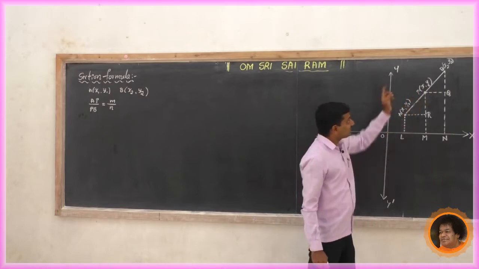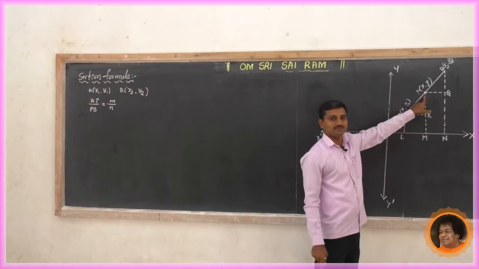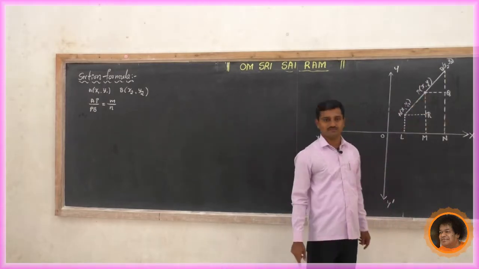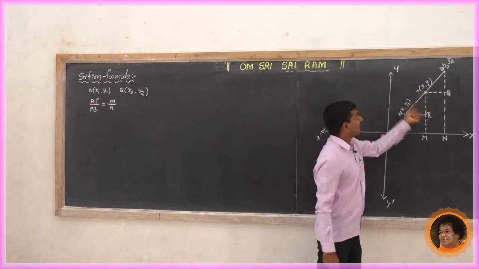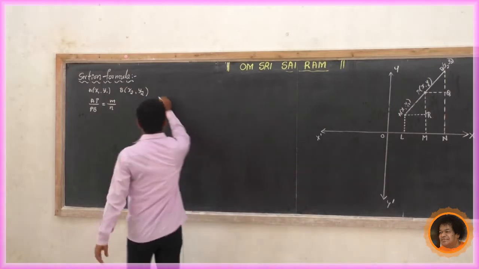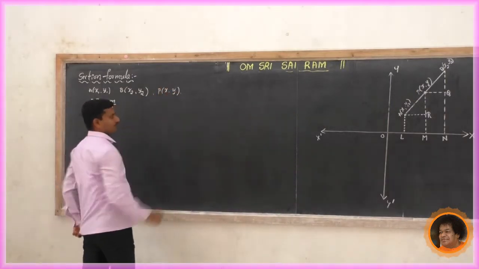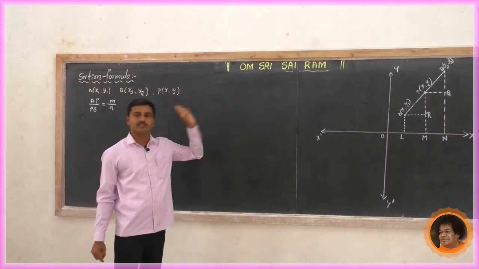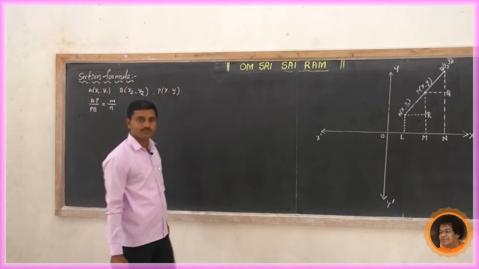Now let us try to find the coordinates of the point P. So that is the section formula. We have to find the coordinates of the point P. Let the coordinates of the point P be x, y. We have to find the coordinates of the point P. How to find the coordinates of the point P?